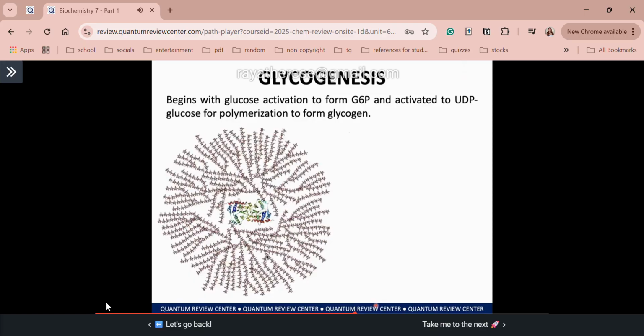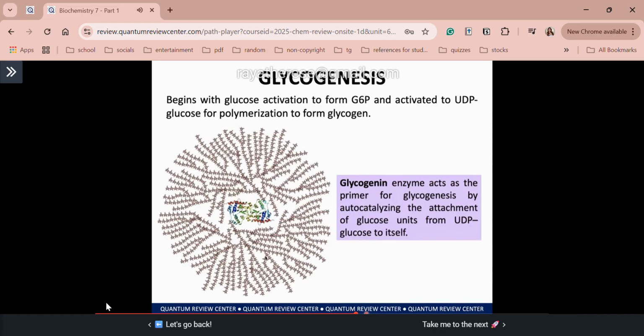O class, here is a visualization of your glycogen. O sir, ano po yung enzyme sa gitna? O class, please remember that main character enzyme. That is your glycogenin. So your glycogenin is actually a primer that signals the start of glycogenesis. So ang mechanism niya is, ayan, it is for autocatalyzing the attachment of glucose units from UDP glucose to itself.